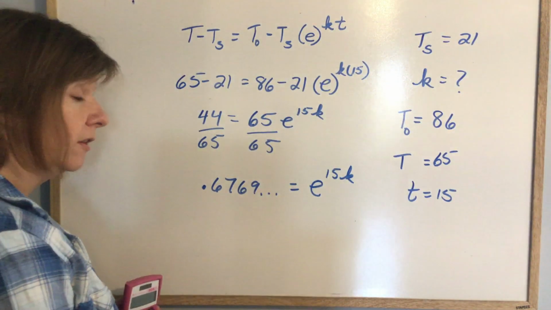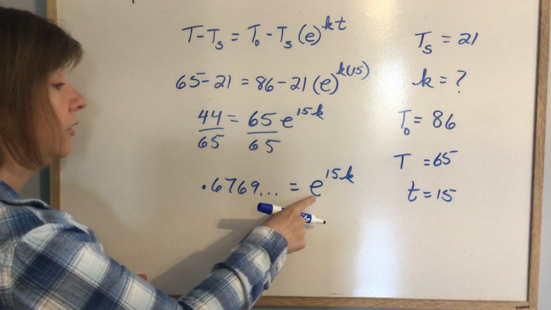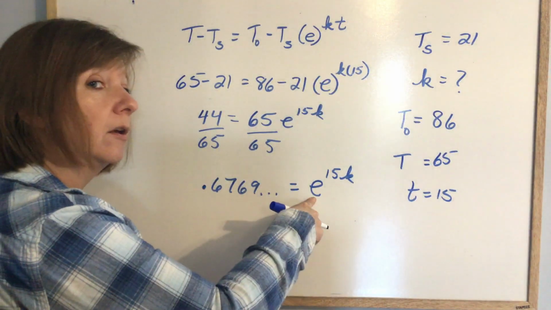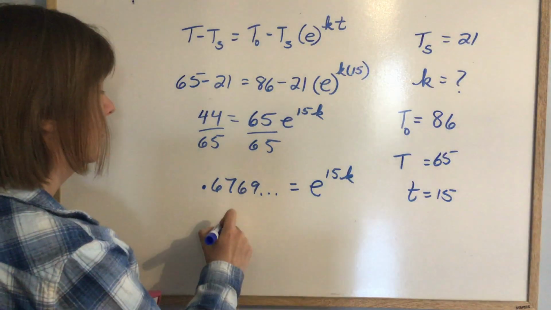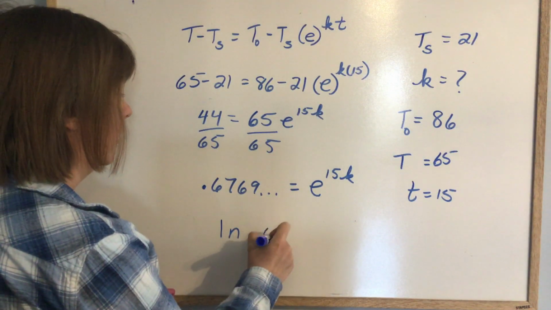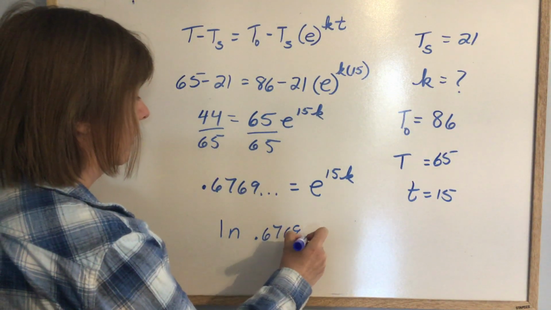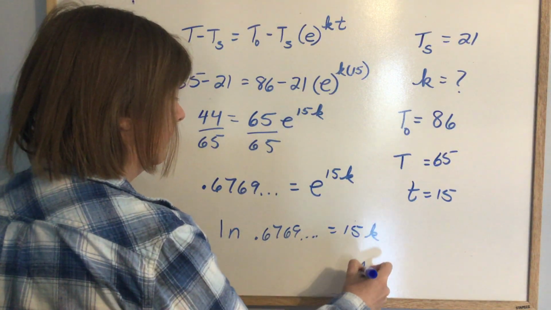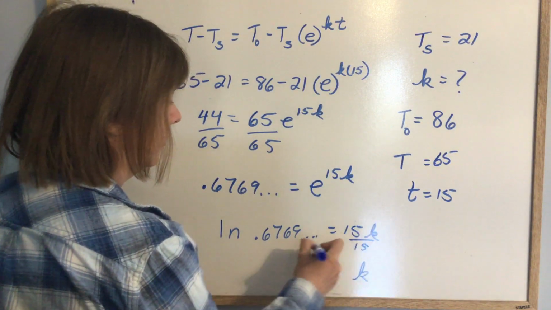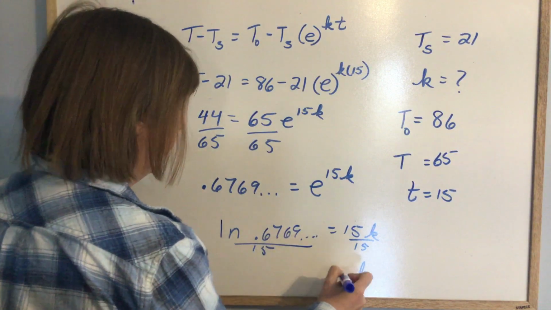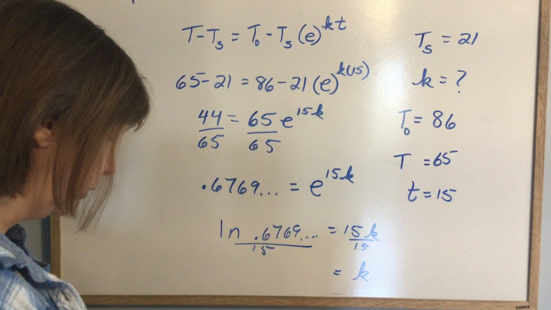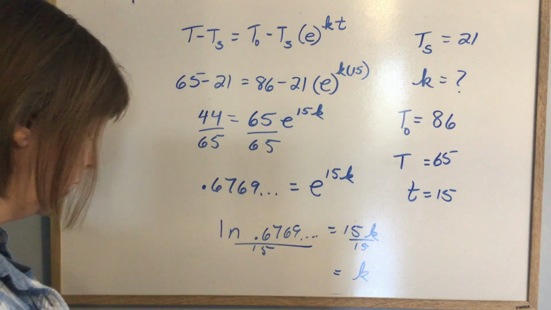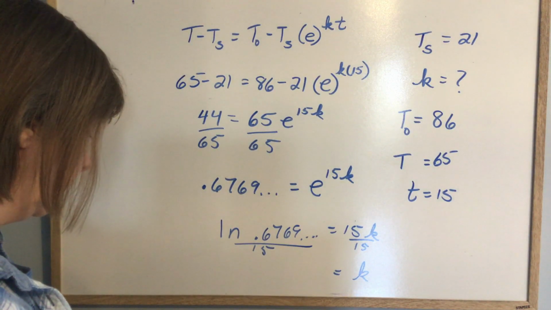I would change this into logarithmic form, but when I do, the base of my log is going to be E. That actually means ln of 0.6769, on and on and on, is equal to 15K. So then I would just divide both sides by 15. So I'm going to do ln of my answer divided by 15.